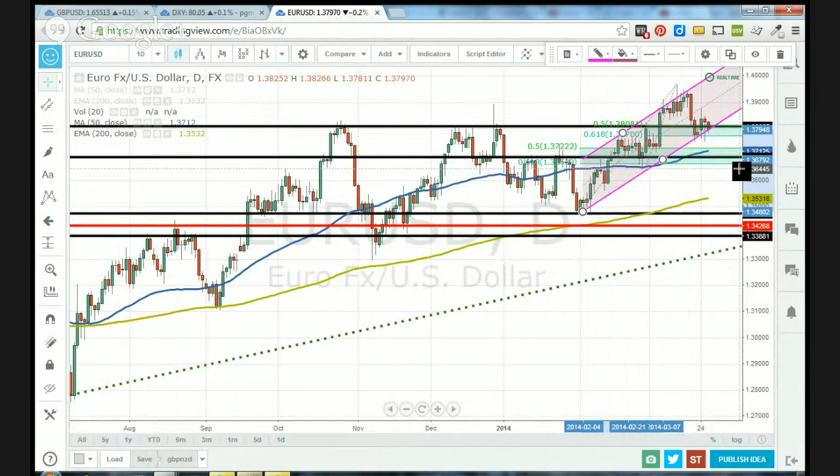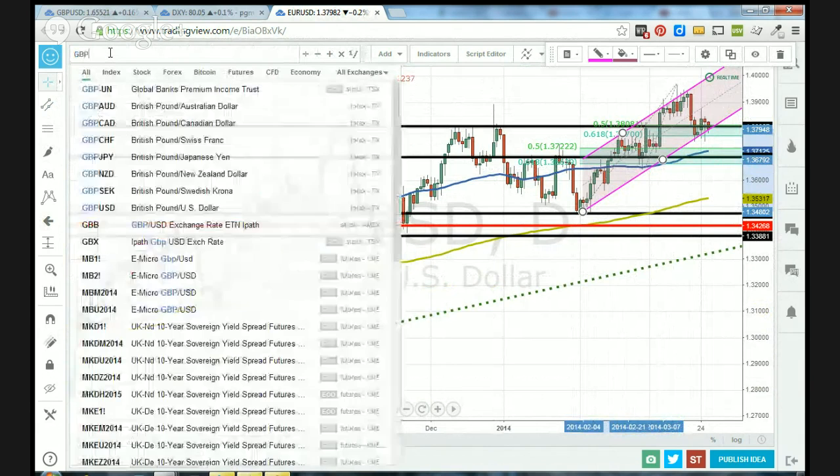My dollar Swiss position is a little out of the money at the moment. It's like the equivalent of going long on this black line almost. Okay, so that's euro dollar, and I think that does it for the dollar or euro. Let's go to the pound, pound Aussie.